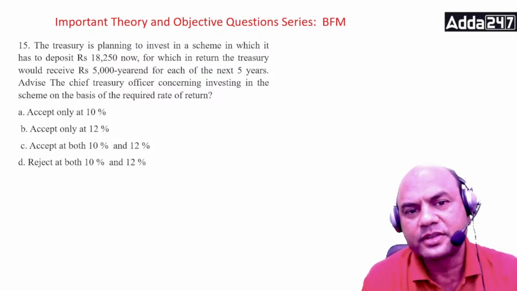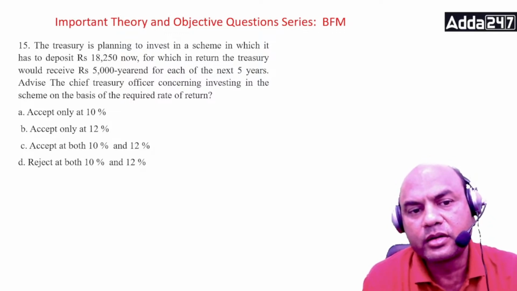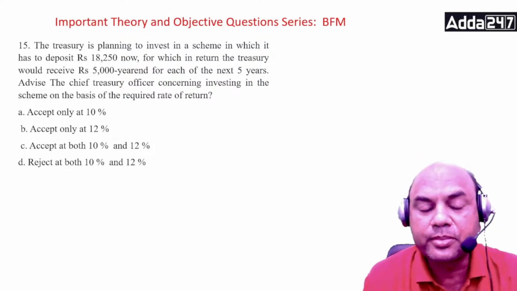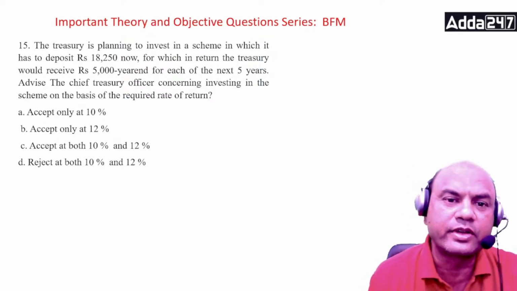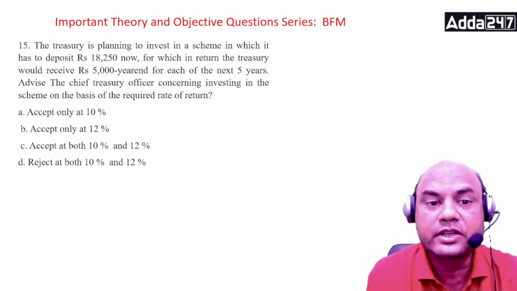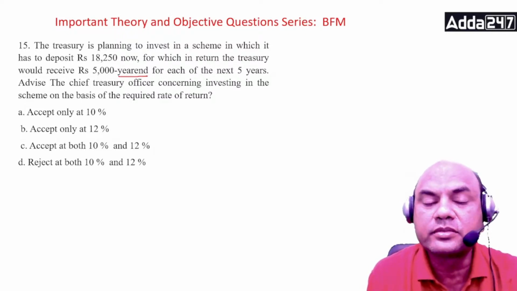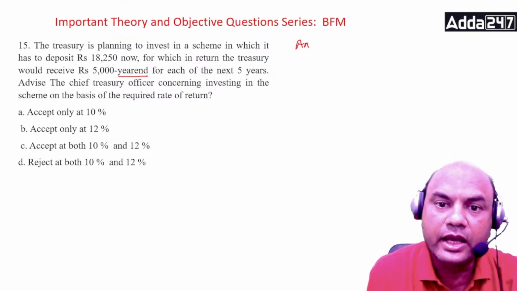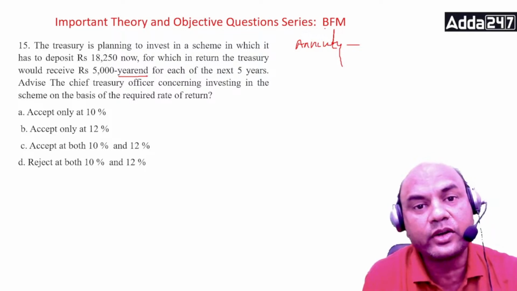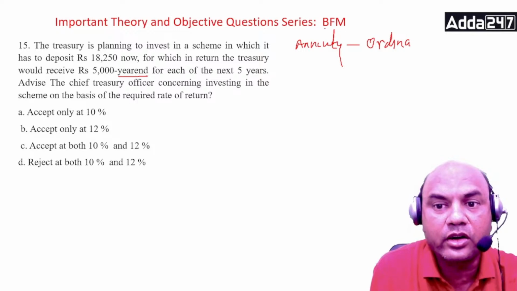Now what is all this? Firstly, understand this question is similar to your present value problem. Now what is the present value problem? You had this in your JAIIB also. What is the formula for present value? See here, you are getting it at a year end. So it's an annuity. Is this annuity due or ordinary? It is ordinary because you are getting it at the end of the year.